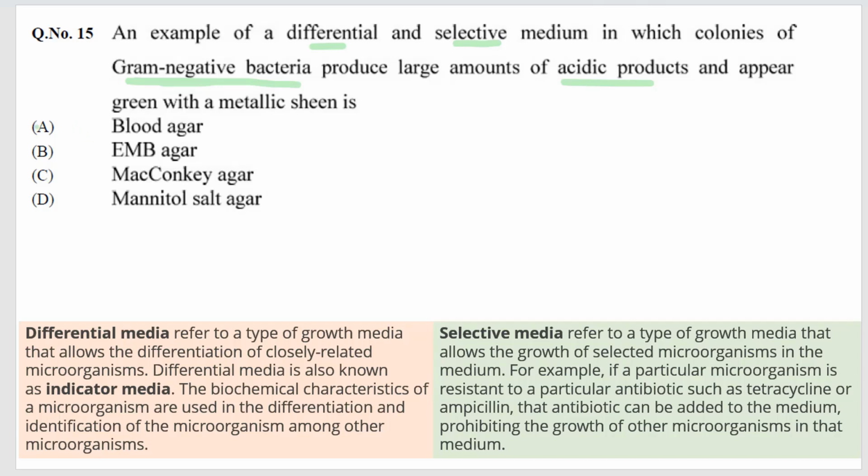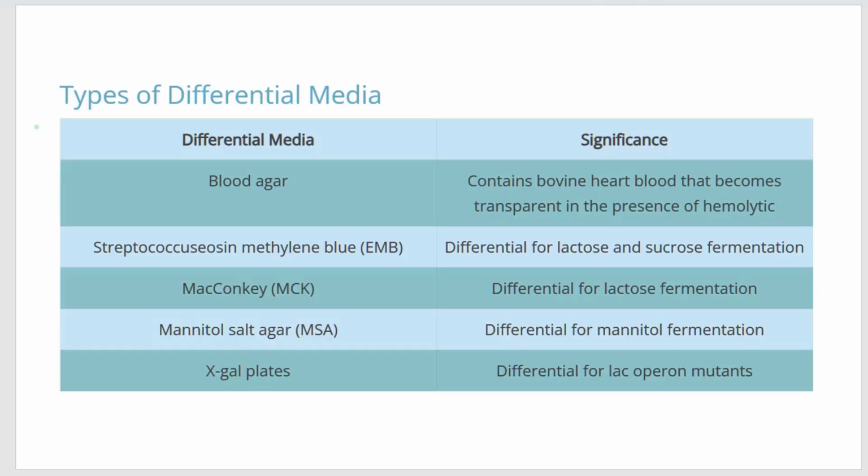So first is the blood agar. Before that, we'll also go through the different types of differential media. First is blood agar, and what is its significance? It contains bovine heart blood that becomes transparent in the presence of hemolytic substances which are released by the bacteria.